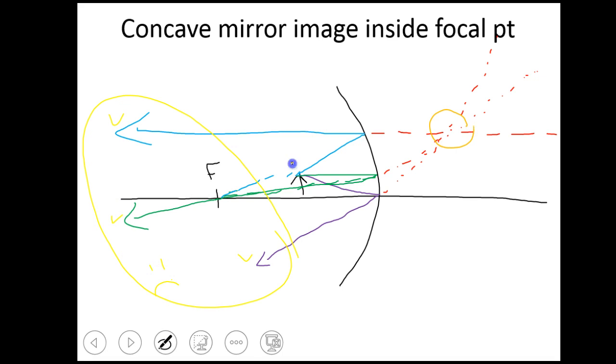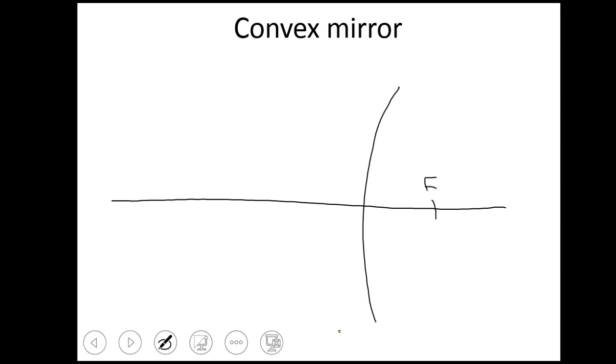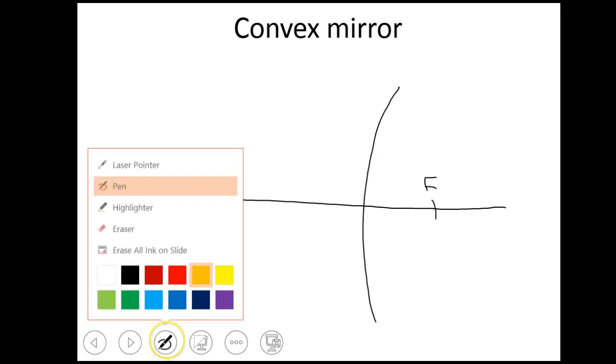So if this is point P, then this will be point P prime, which means that I have a virtual image, first off, because these rays aren't actually here. They can't go through this mirror at all. They just appear to be coming from here. So I've got a virtual and an upright image. Yay!